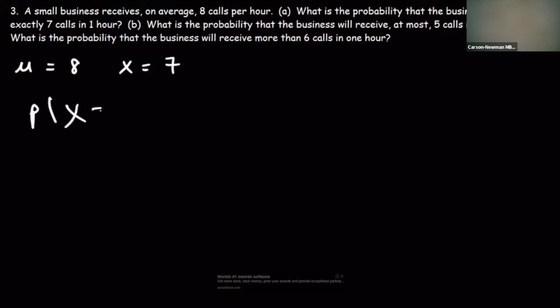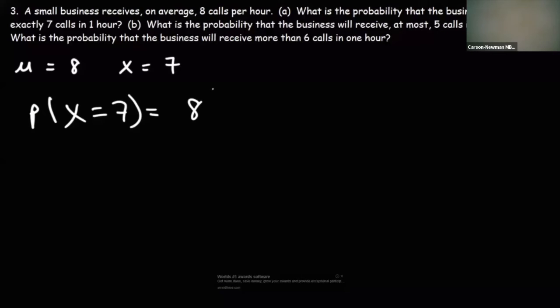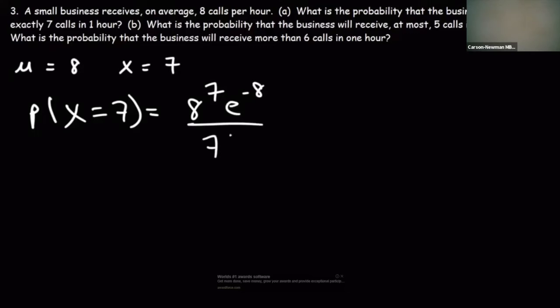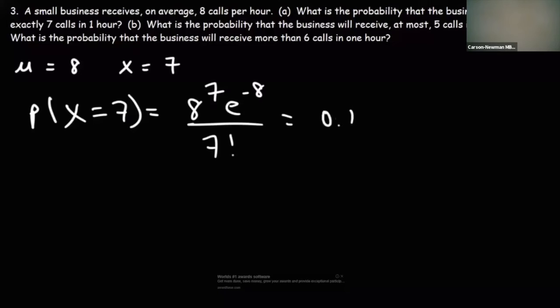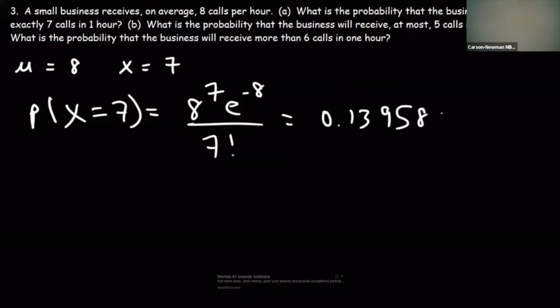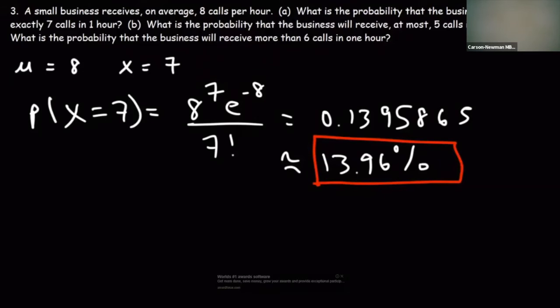So it's going to be P of x is equal to 7, and that's going to be mu to the x. Mu is 8, x is 7, times e raised to the negative mu over x factorial. So if we plug this in, this is going to be 0.1395865, or we could say approximately 13.96%. So that's the answer for part A. Now, let's move on to part B.